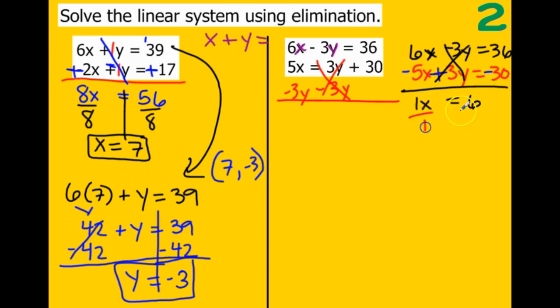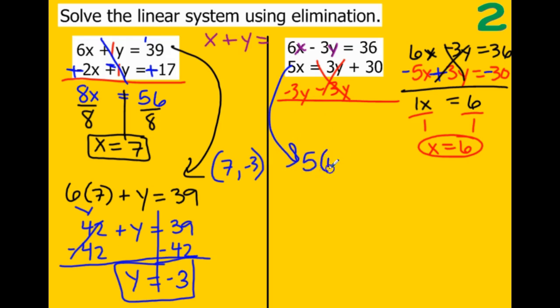And then divide by 1. You don't really need to, because 6 divided by 1 is still 6. So we know x is 6. We need to figure out what y is. You can use the equation we rewrote, or one of the original ones. I always like to use one of the original ones, so I make sure I didn't make any mistakes when I solved. So I'm just going to use the second one.